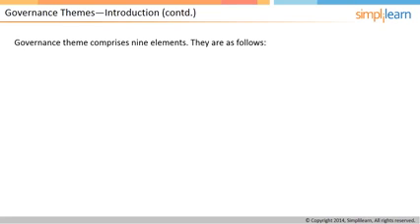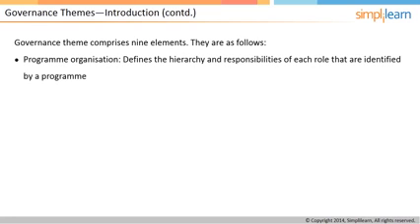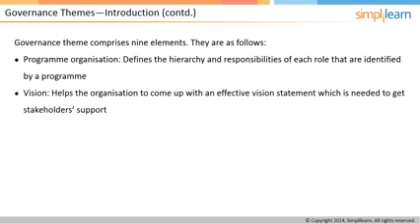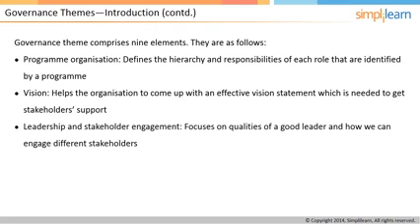In this screen, we will discuss the 9 governance themes and see how they aid the program. Program organization defines the hierarchy and responsibilities of each role that are identified by a program. It also presents the attributes required for each role to help identify the right candidate. Vision theme helps the organization to come up with an effective vision statement, which is needed to get stakeholder support. It lists down all the qualities that are required for a good vision statement.